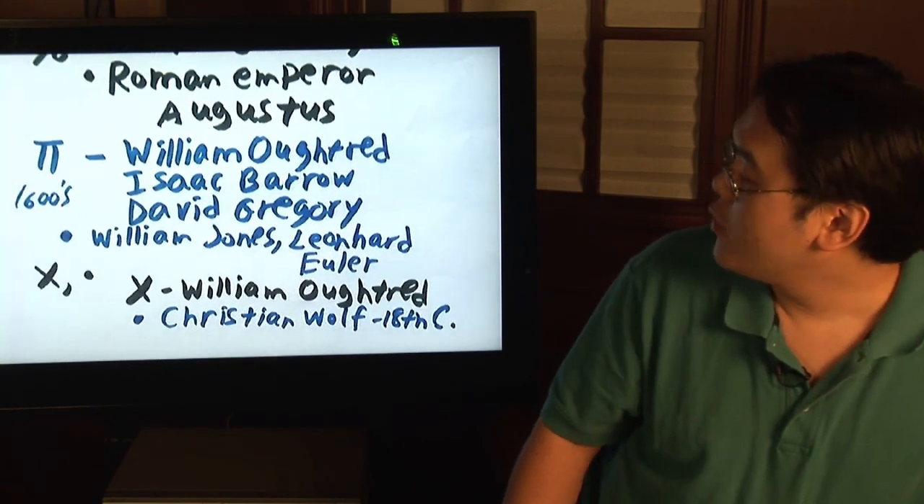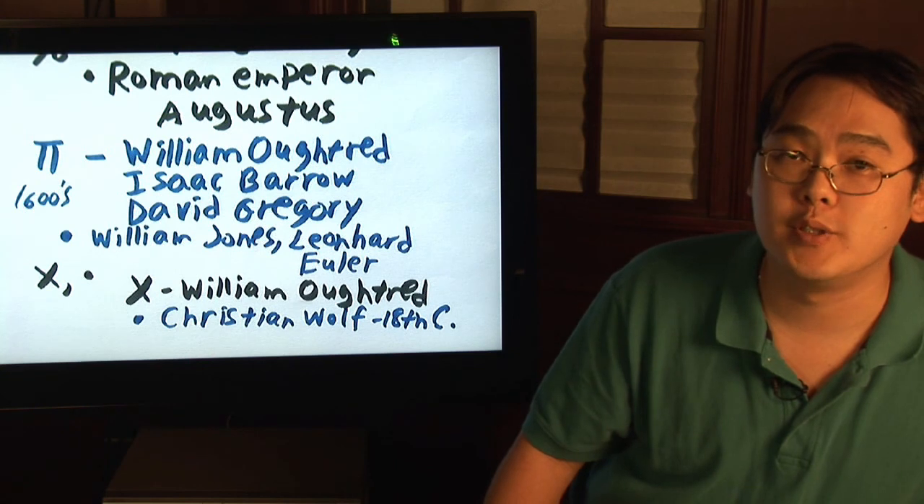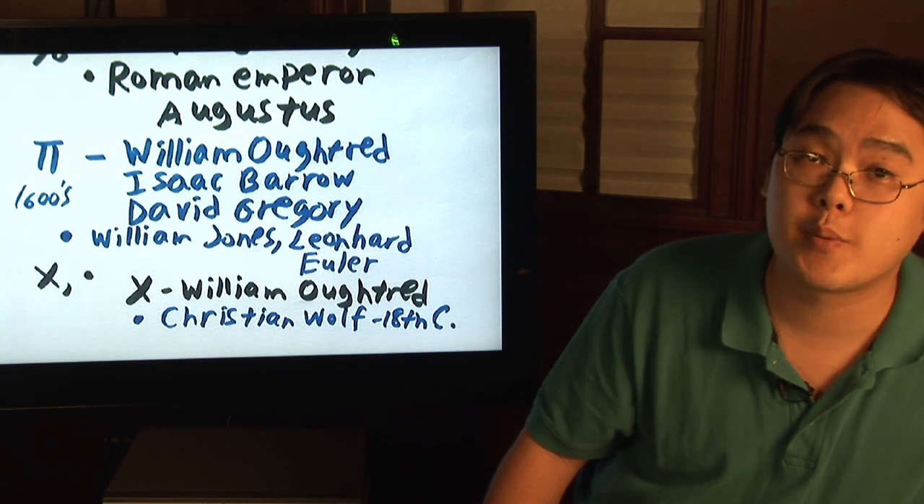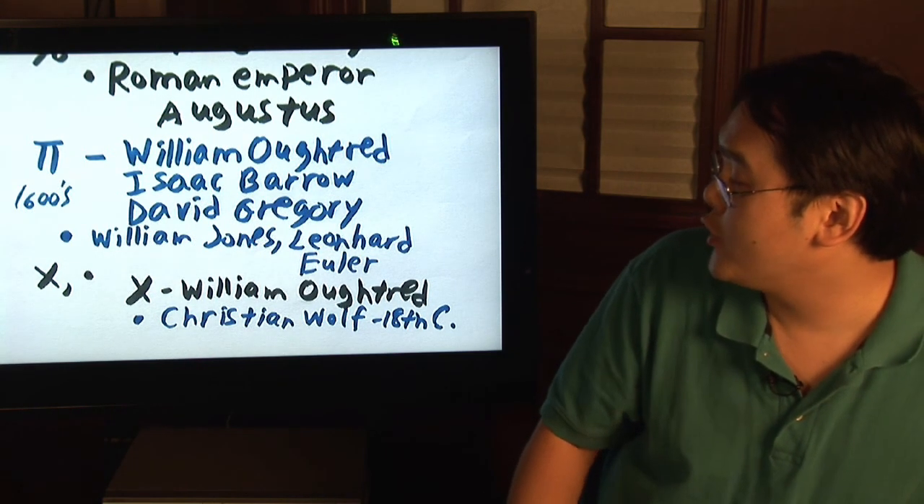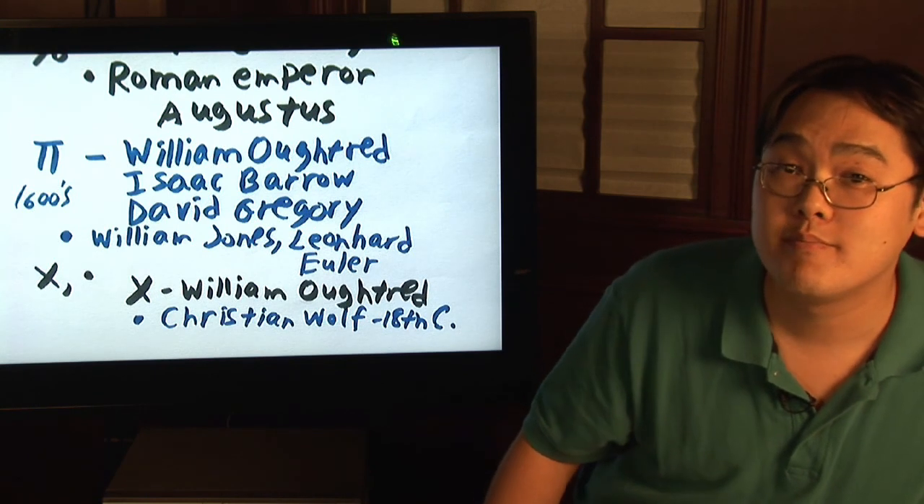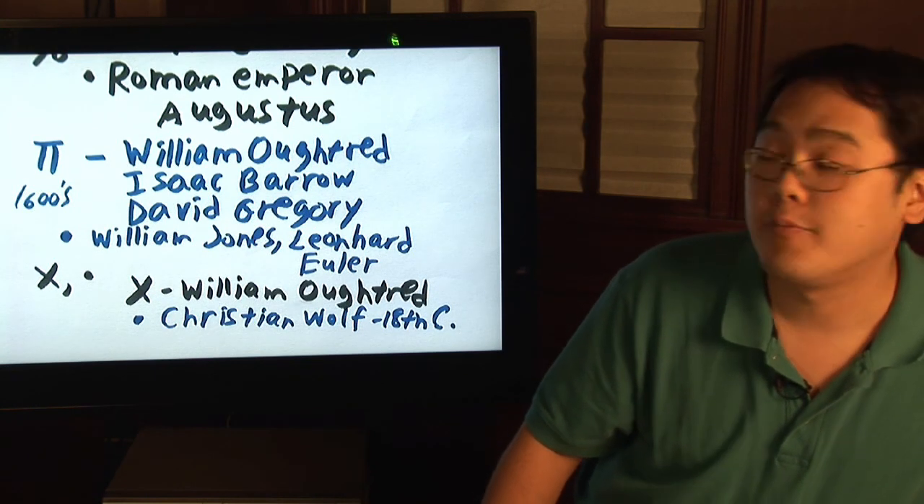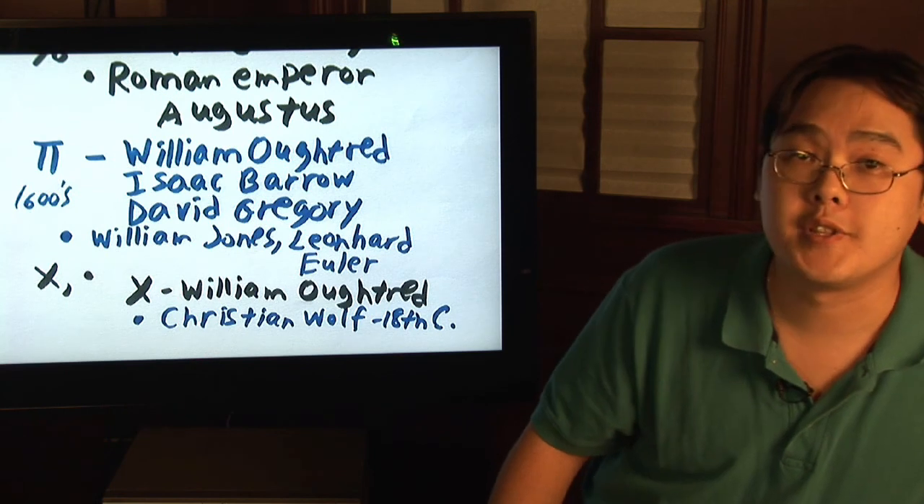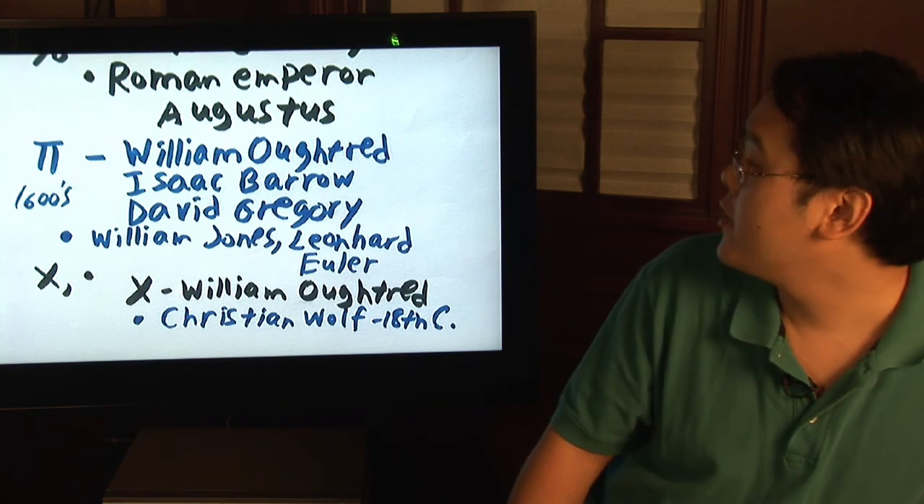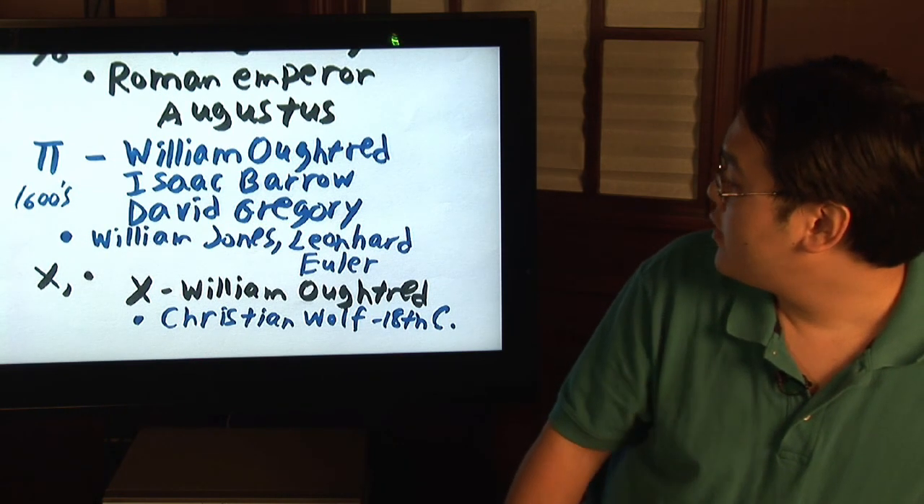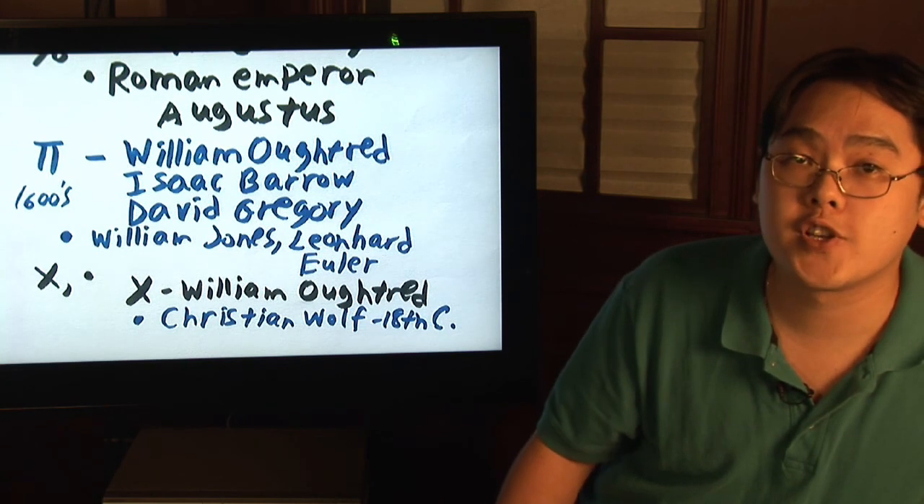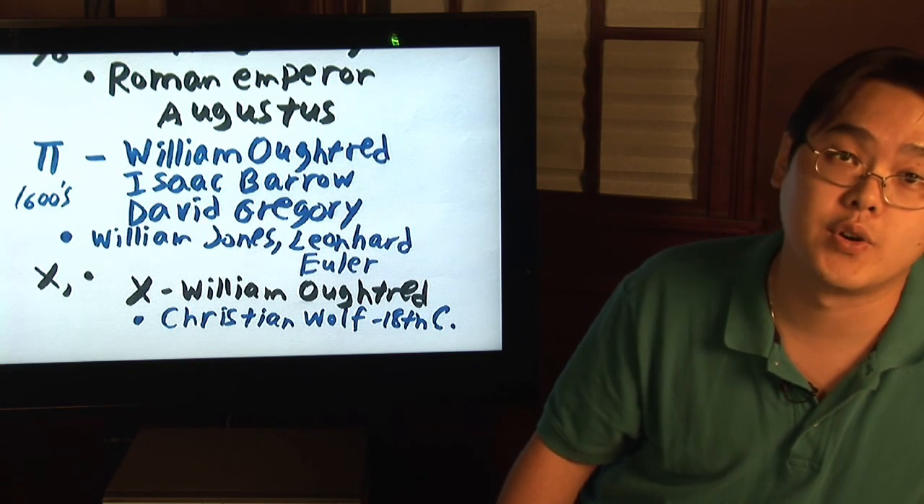And finally, we'll be discussing the multiplication symbol. Now, you've seen it used as 2 separate symbols, the symbol that looks like X and the dot for multiplication. Now, William Oughtred, who also developed the pi symbol along with Isaac Barrow and David Gregory, also developed the first incarnation of the multiplication symbol, which of course is X.